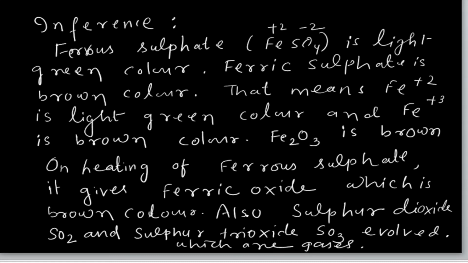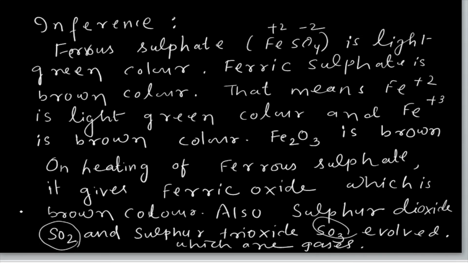And here, sulfur dioxide and sulfur trioxide. What is the formula of sulfur dioxide? SO2. What is the formula of sulfur trioxide? SO3. Both are gases. SO3 and SO2 are evolved outside of the test tube, and what remains is brown ferric oxide in the test tube.